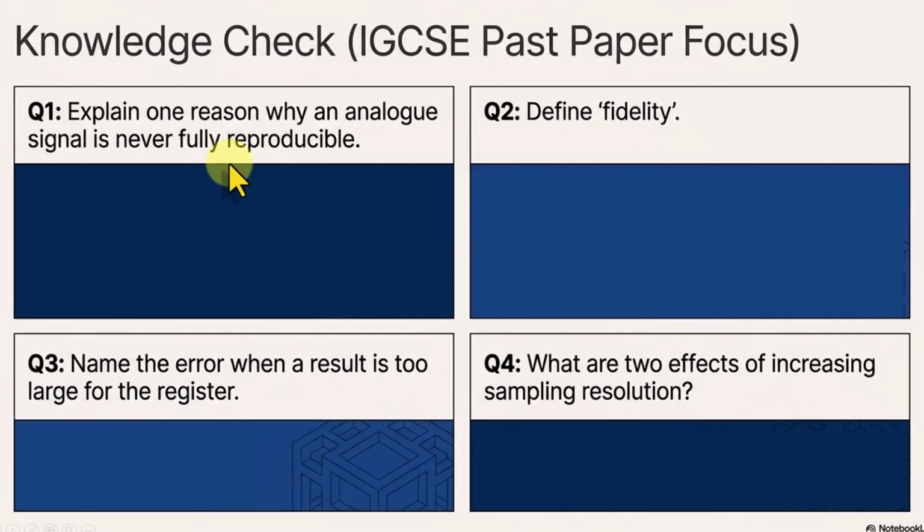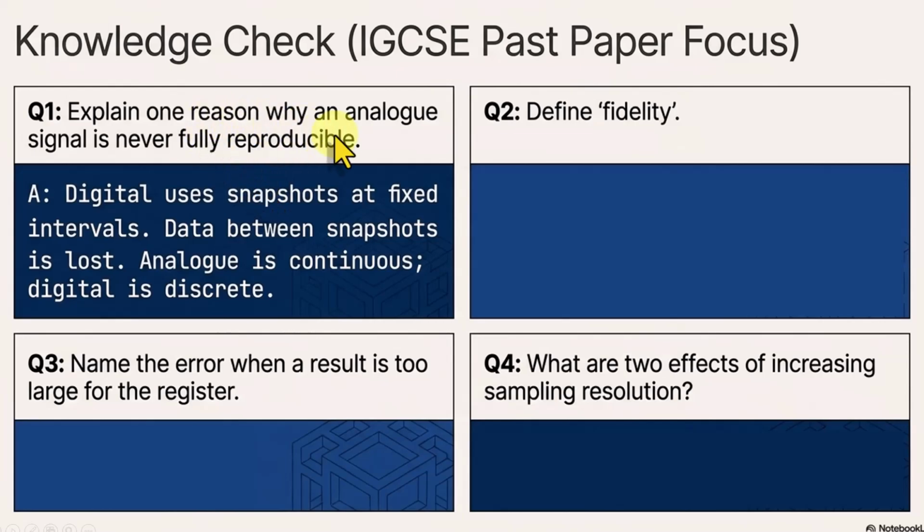Knowledge check, some questions. Once again, for each one of these questions, try to write your answers before reading the answers in the video. So the first question: explain one reason why an analog signal is never fully reproducible. Pause the video and write your answer.